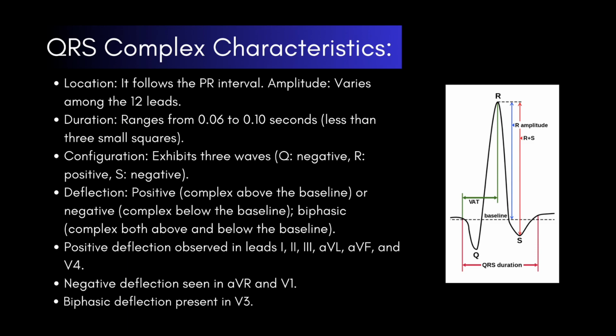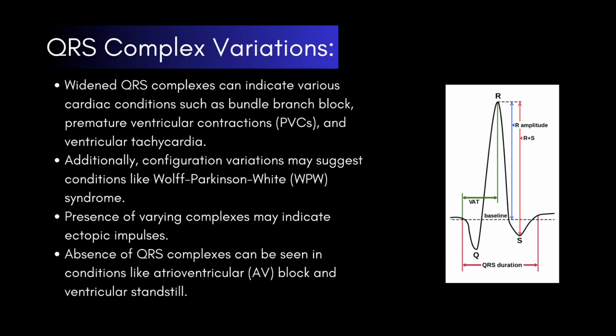The deflection: it's typically positive, complex above the baseline, or negative, complex below the baseline, and it can be biphasic, complex both above and below the baseline. Positive deflection can be observed in leads 1, 2, 3, AVL, AVF, and V4. Negative deflection is seen in AVR and V1. Biphasic deflection is present in V3. Moving on to the next set of content.